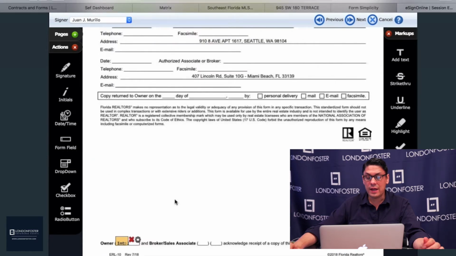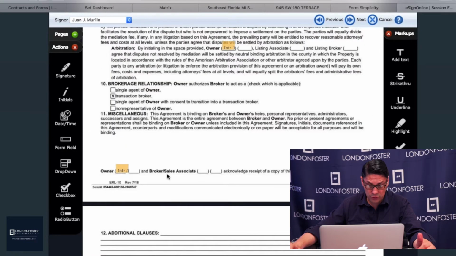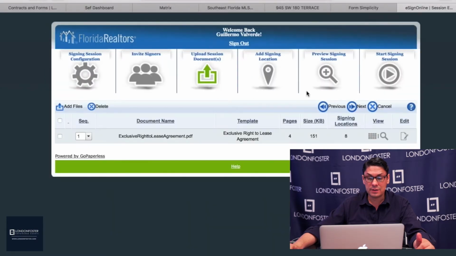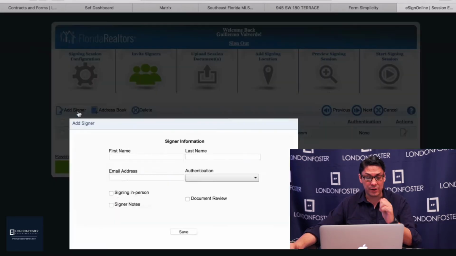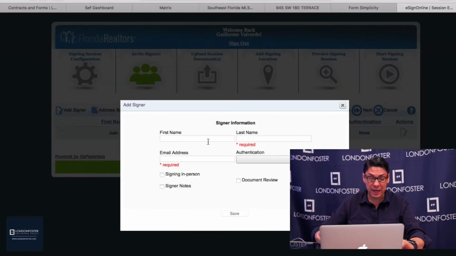Okay, so you saw that? As you saw right here in the bottom, it shows that a broker associate or the broker must sign it. So we're going to go back. And I did this on purpose so I could show you guys how to add someone. So we're going to go back and add someone as a signer. And obviously, since I am the person that is responsible for this, I'm going to put myself in.